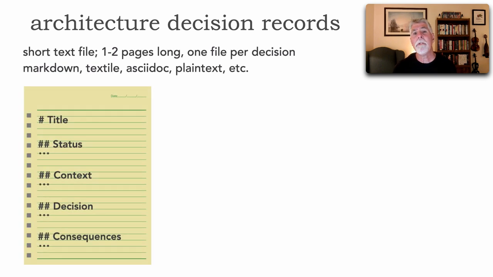Every architecture decision we make as an architect can be recorded as documentation. Typically, each decision corresponds to a certain file, and that's called an architecture decision record. Now, these in spirit are short. It's not meant to provide all this documentation, but really to document our architecture decision. 1 to 2 pages long. Usually I use either Markdown. Most of the time I use AsciiDoc, but you can use plain text as well.